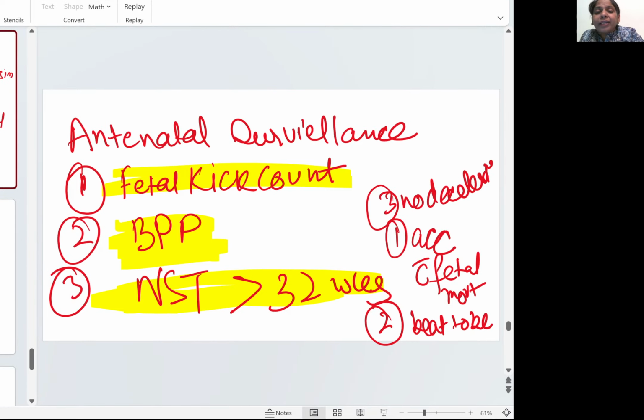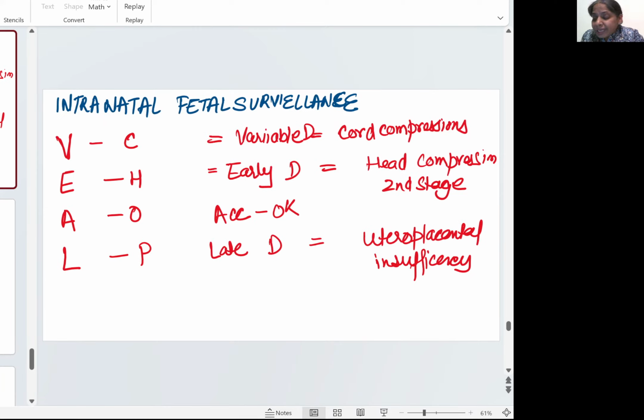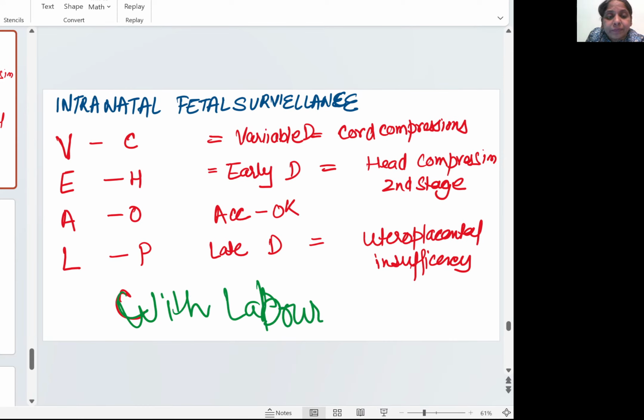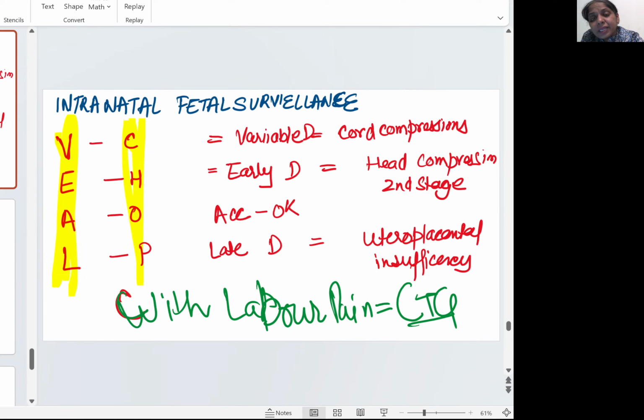Now we are coming to intranatal fetal surveillance. Intranatal fetal surveillance is done with labor pains, when the patient is in labor pain. Now the test which we do in intranatal fetal surveillance is CTG. Okay. This is the mnemonic for intranatal fetal surveillance. Wheel chop. The mnemonic for intranatal fetal surveillance is wheel chop.